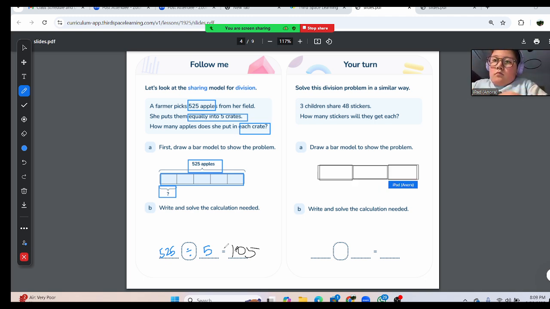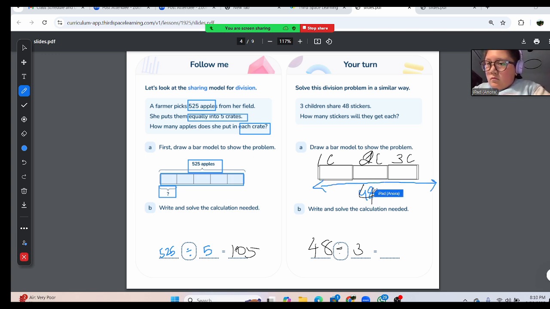Perfect. Very good. You also have to mention this thing in the bar. Okay, yeah. Also, that the total is 48. Exactly. Very good. What would be the answer?